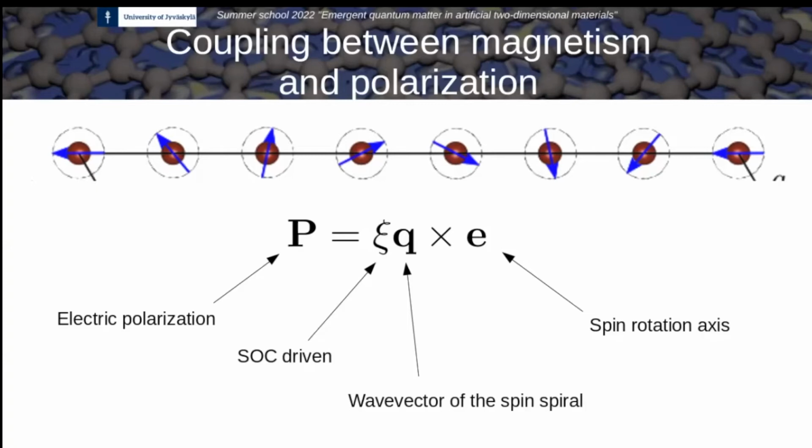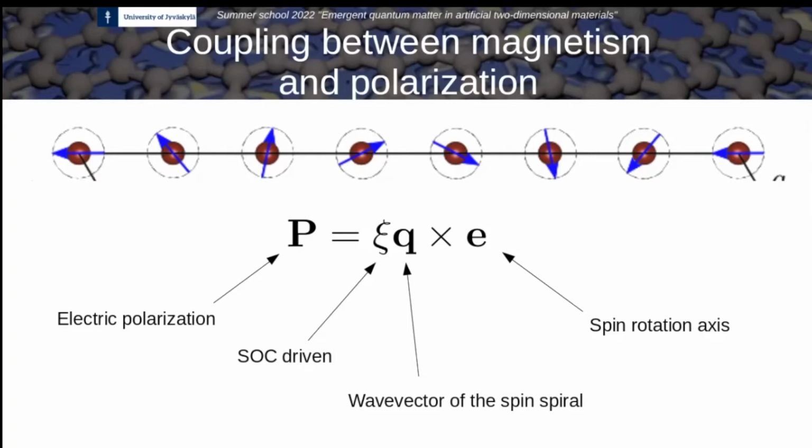So again, the anti-symmetric exchange depended on spin orbit coupling. So the inverse effect must also depend on spin orbit coupling. So there's a prefactor here that is essentially controlled by the spin orbit coupling of the material, and in particular the spin orbit coupling of the halide. And then we need to take the wave vector of the spin spiral.